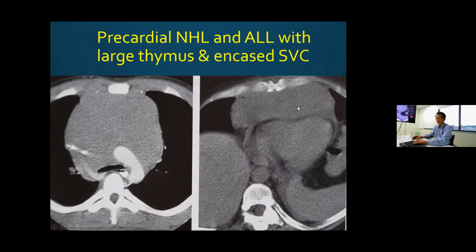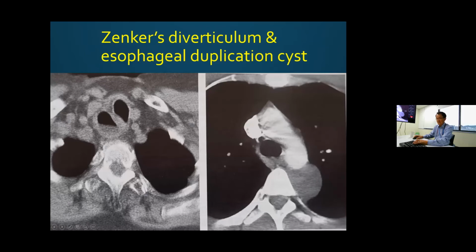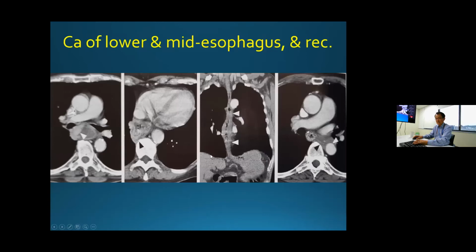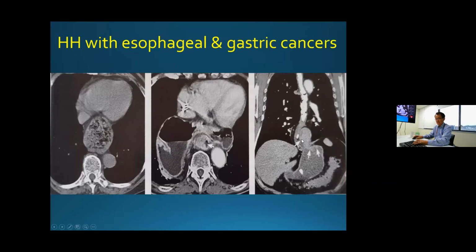Okay, posterior, always think about neurogenic tumor: neurofibroma, schwannoma, all of this. And then certain esophageal lesions: duplication cyst, diverticulum, and esophageal cancer as well, with thickening or irregularity you can see on a contrast study. The lower esophagus is usually adenocarcinoma, and the upper one squamous cell. They behave differently biologically, but they go to the lymph node and then lung, so always look at the lymph nodes carefully. Hiatal hernia is another, with thickening that looks like a mass. Then esophageal gastric cancer, EG junction tumors, and lymph nodes.